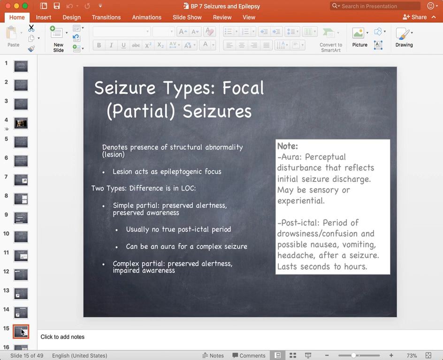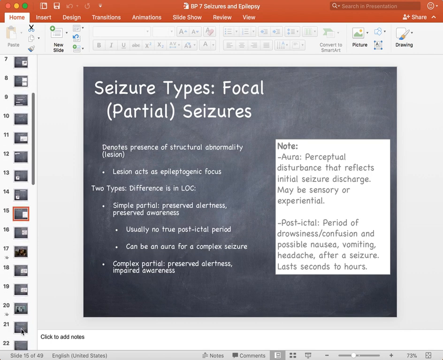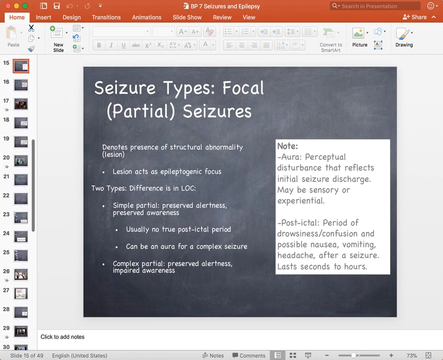So this, basically by definition, denotes that there is some sort of structural abnormality, the so-called lesion, somewhere in the brain. And the fact that this lesion is there, it's not the norm, and ergo, it can act as the seizure starter, the epileptogenic focus, where the seizures come out of, because it could be irritating, or for whatever reason the brain doesn't like it there, it's a little irritable, the person can seize. Two types, simple partial, complex partial. Very easy to remember distinction between the two of them. In simple partial, you have preserved alertness and preserved awareness, whereas in complex partial, you have preserved alertness and impaired awareness.